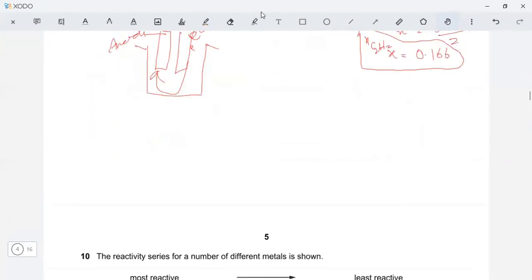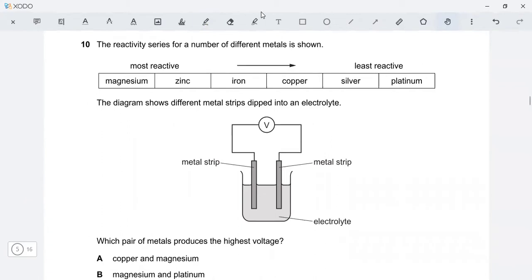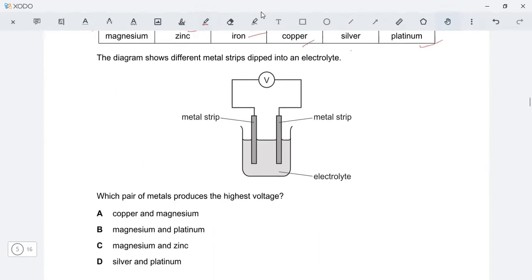Very good. Now question 10, the reactivity series of a number of different metals. Which is more reactive? Magnesium, zinc, iron, copper. It's arranged from most reactive to least reactive, so the least one is platinum. And here the diagram shows different metal strips dipped into the electrolyte. One metal strip is on this side as an electrode, another metal strip, another electrode, is here, in the electrolyte. Which pair of metals produces the highest voltage?